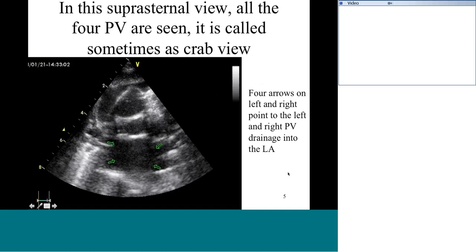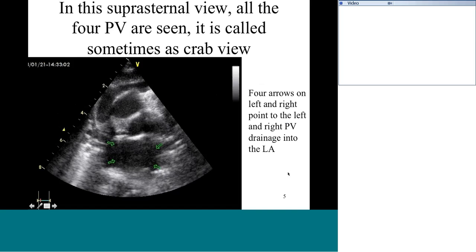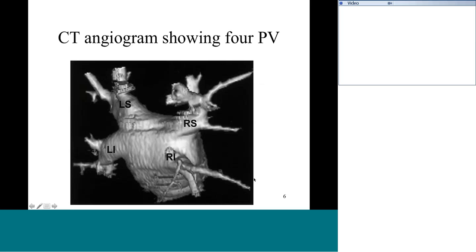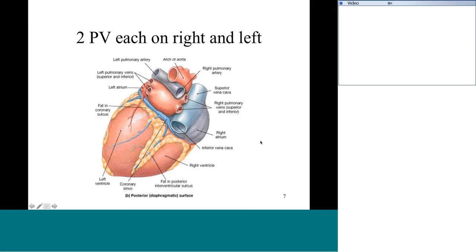So for that, this is the parasternal short axis view of the upper and lower pulmonary vein. This is the suprasternal view, also called the crab view. Here, the ones on the top are the two upper pulmonary veins and the ones at the bottom are the two lower pulmonary veins. If you see the CT angiogram and look at the posterior surface of the heart, the right superior and right inferior pulmonary veins, and the left superior and left inferior pulmonary veins, all drain into the left atrium.